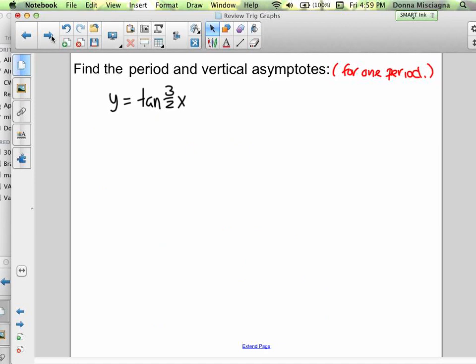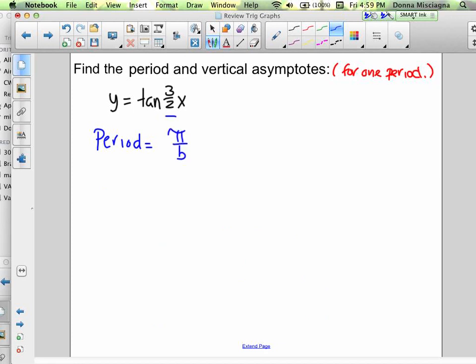Let's find this one. All right, so we're going to find the period and vertical asymptotes of y equals tangent 3/2 x. To find the period, we take pi and divide by b. B is the coefficient on x, so b is 3/2. So that means the period is going to be pi divided by 3/2. Dividing by 3/2 is the same as multiplying by 2/3.